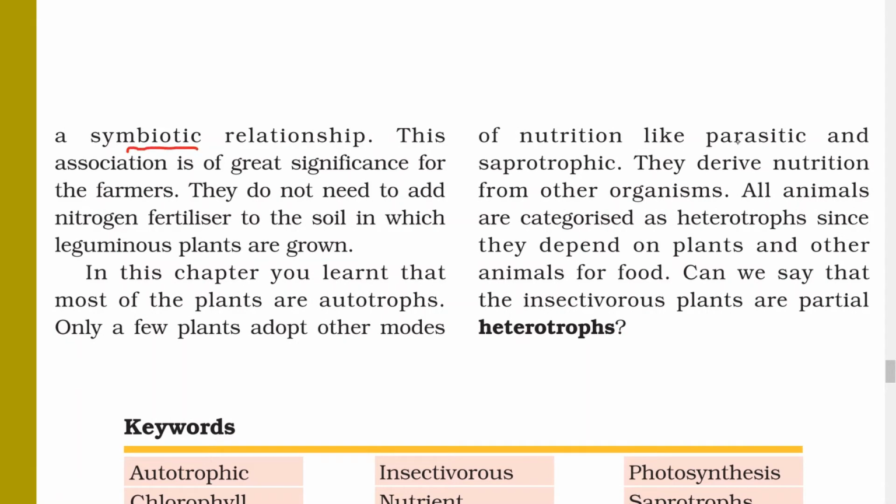The symbiotic relationship which can be seen in leguminous plants is of great importance for the farmers. It is because farmers don't have to add nitrogen fertilizer to the soil in which leguminous plants are grown. Because the Rhizobium bacterium itself converts the nitrogen in air into soluble form. Hence, they don't have to add fertilizers or manures to the soil.